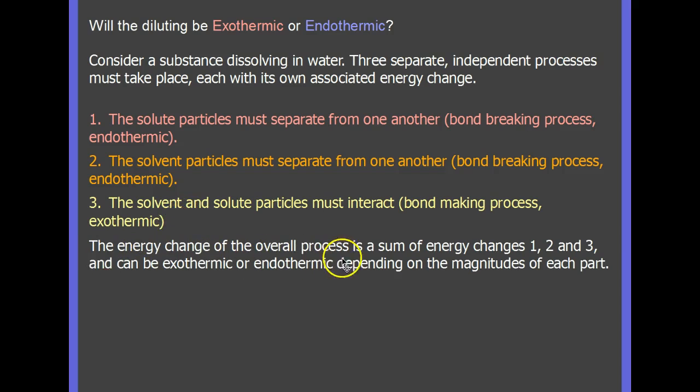The energy change of the overall process is the sum of energy changes 1, 2, and 3, and can be exothermic or endothermic depending on the magnitudes of each. When you're making solutions, most of them tend to be exothermic, not as many of them are endothermic.